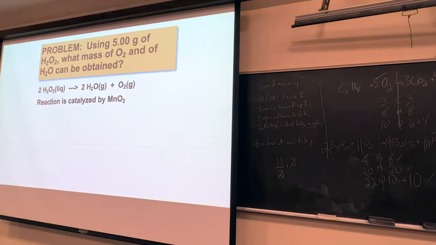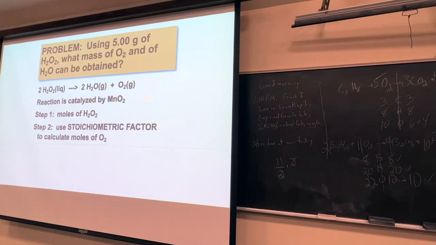Anyway, in this problem, they started with 5 grams of H2O2, and the question is how much O2 and water can be obtained. So if you wanted to do a problem like this, you'd start with 5 grams of H2O2 and turn it into moles of H2O2. Then, with this reaction right here, you'd use H2O2 to turn it into oxygen or water, and it doesn't matter. If you were after oxygen, you would use 1 mole of O2 on the top and 2 moles of H2O2 on the bottom.